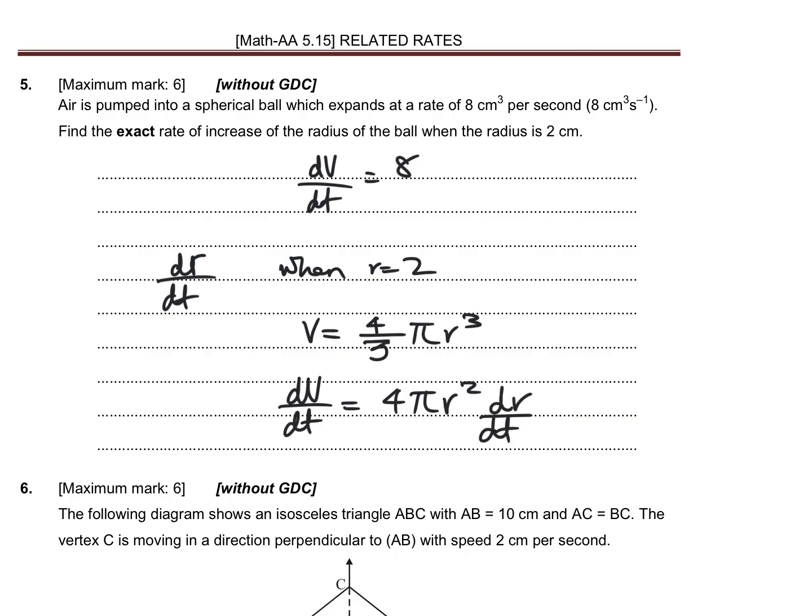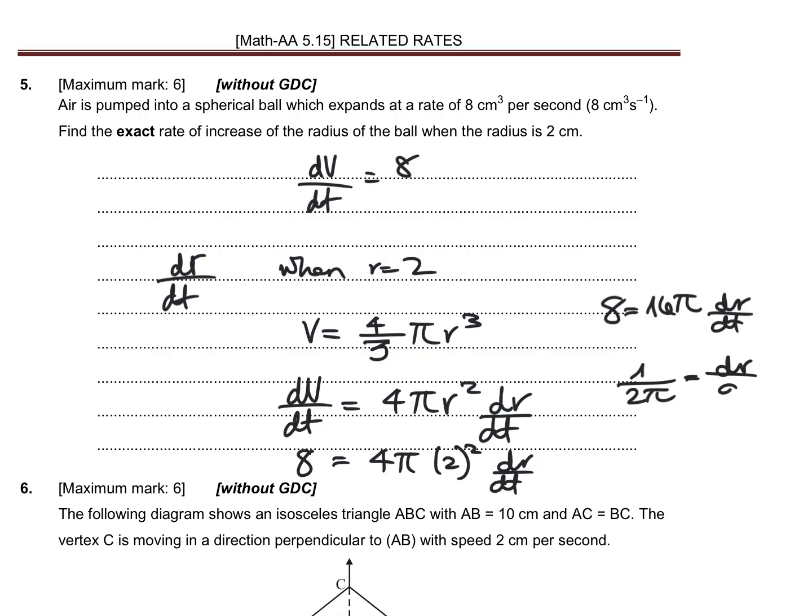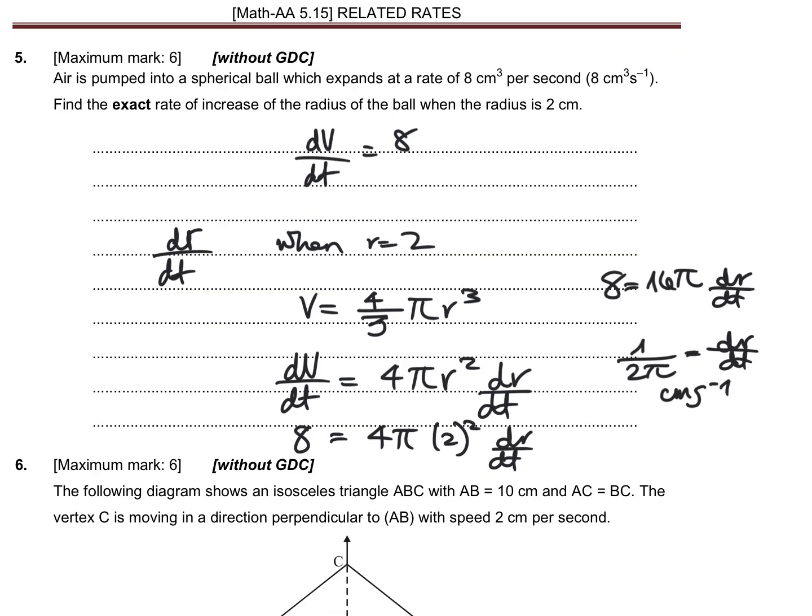And now fill stuff in. So we're going to have 8 equals 4 pi r is 2 dr dt. So we're going to have 8 equals 16 pi dr dt. So we've got 1 over 2 pi is dr dt. And that will be in centimeters per second.